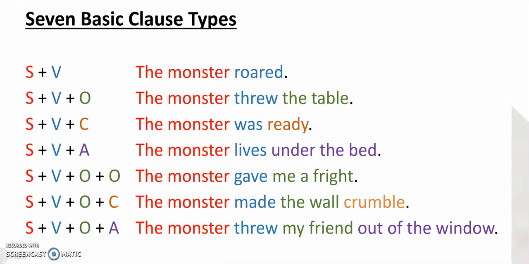And then subject, verb, object, adverbial. The monster threw my friend out of the window. The monster is the subject, because that's doing the throwing. Then throwing is the verb. The object that they're throwing is my friend. And where are they throwing? Out of the window.